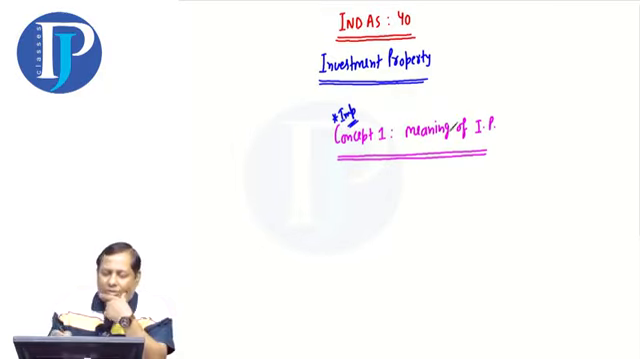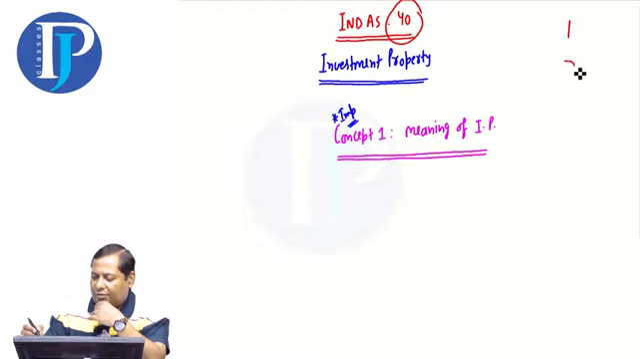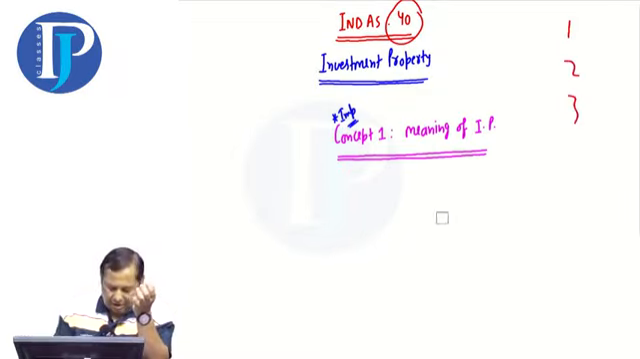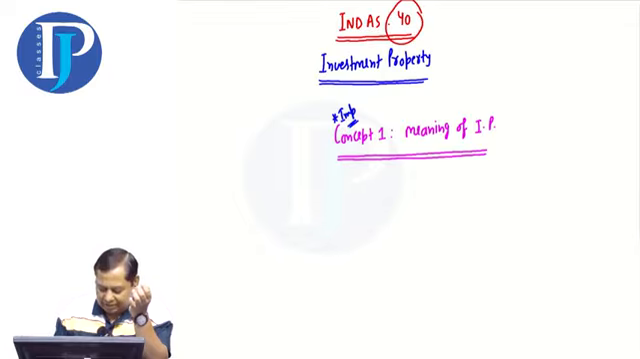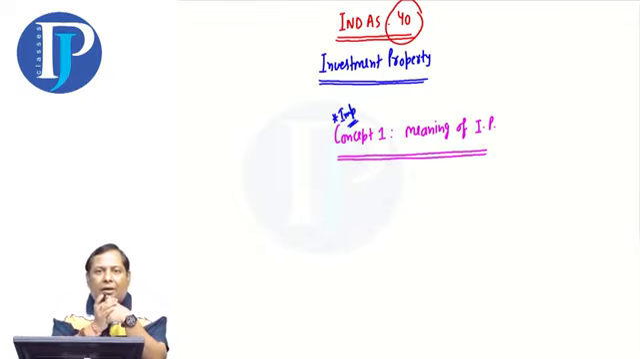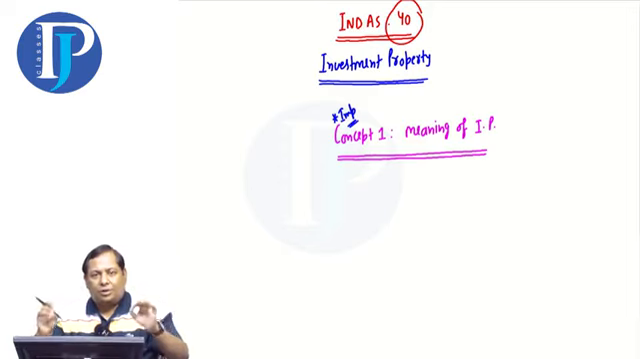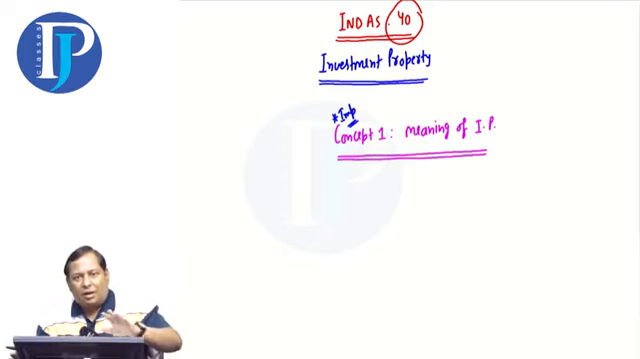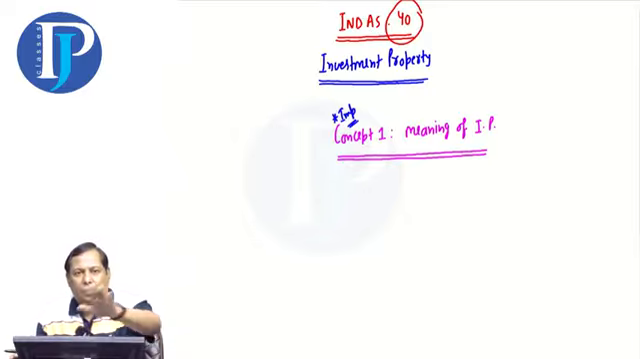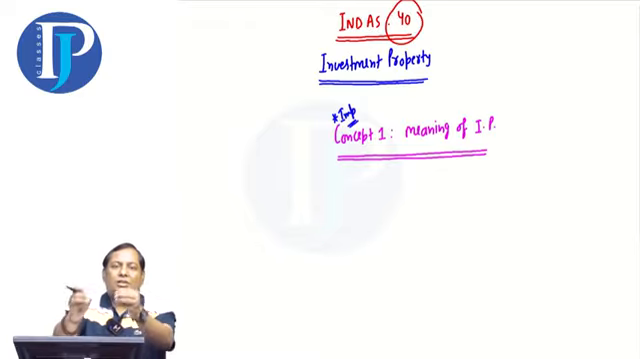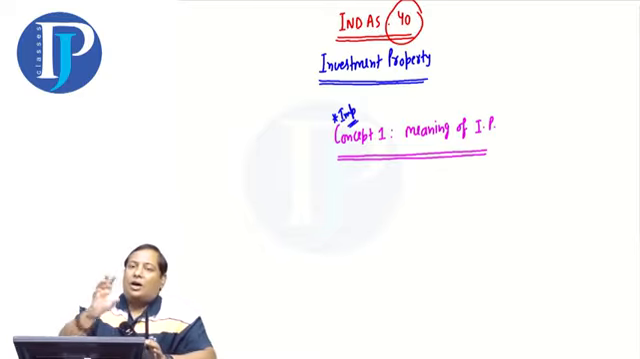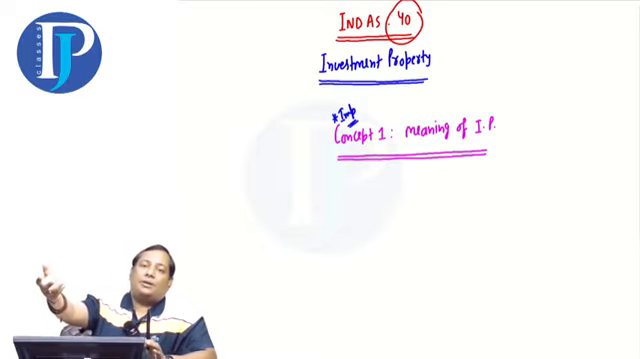Sir, now you started with Ind AS 40. Why didn't you start with Ind AS 1, then 2 and then 3? Ind AS are never studied in sequence. It's not necessary that you'll understand it only if you read it in sequence 1, 2, 3. All the Ind AS are on different discussions and on different topics. You can start any Ind AS at any time, because every Ind AS discusses a different topic.